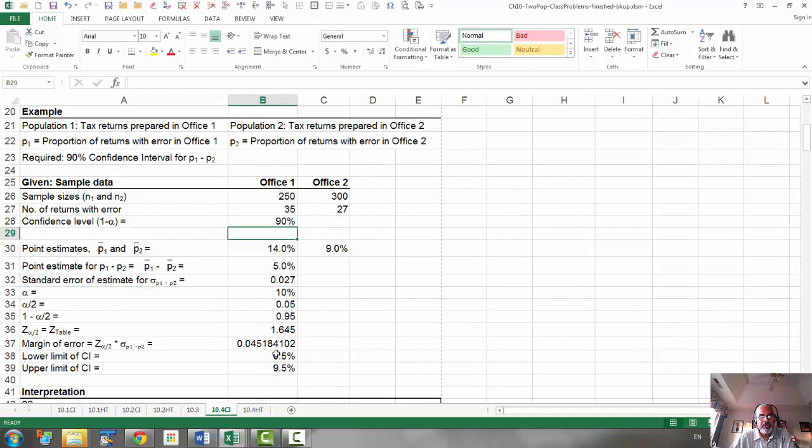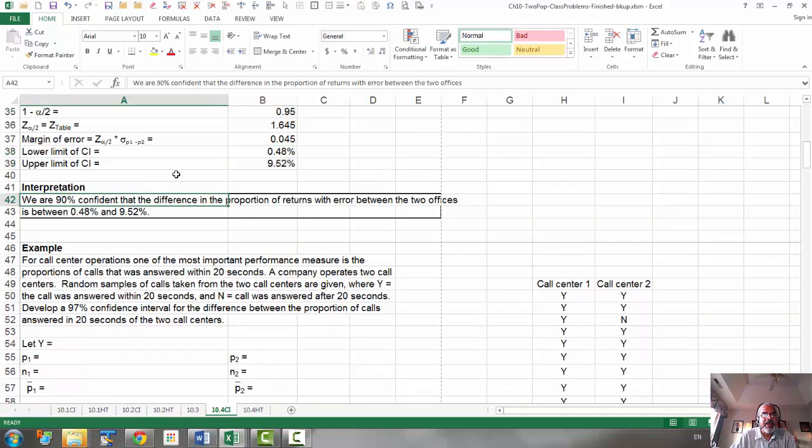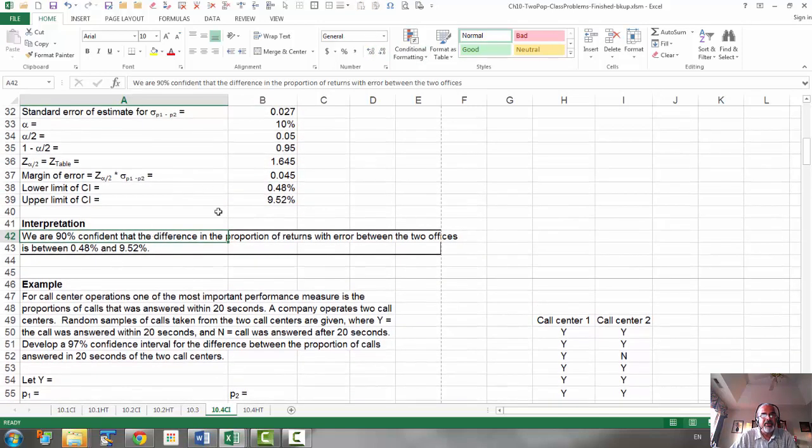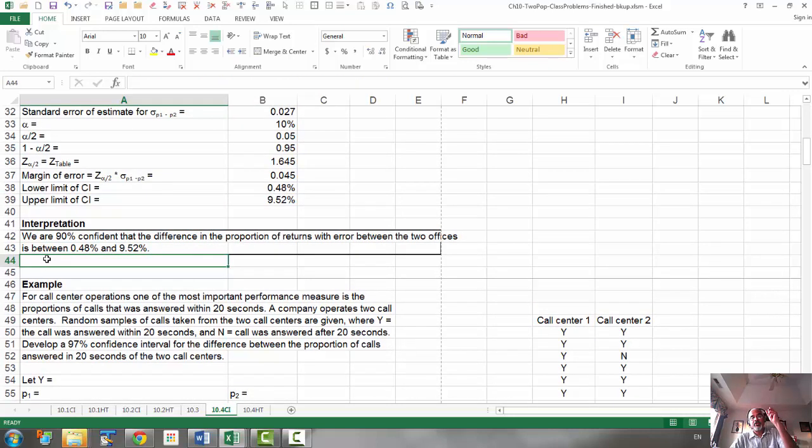Okay. In which case these are the lower and the upper limits. And the interpretation is, we are 90% confident that the difference in the proportion of erroneous returns between the two offices is between 0.48 and 9.52%.